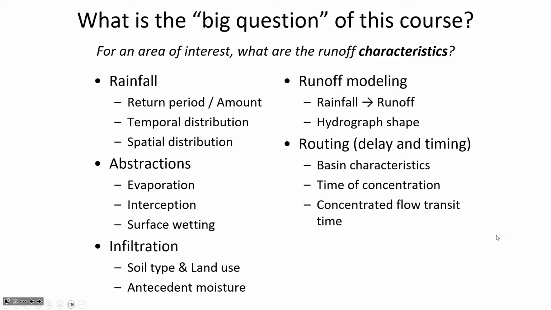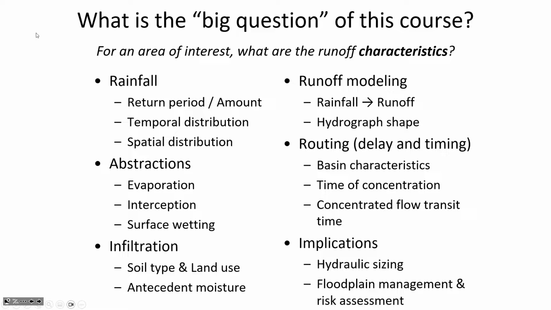And then models can also take into account the travel time that water experiences as it's flowing through the stream, delays that are called routing. And so the effect of not only time of concentration, but transit time as the flow concentrates together and then goes through a channel. The reason why we care about this is for sizing things like culverts and bridges, and also for assessing the risk of flooding where property is being developed and managing the land use in floodplains.